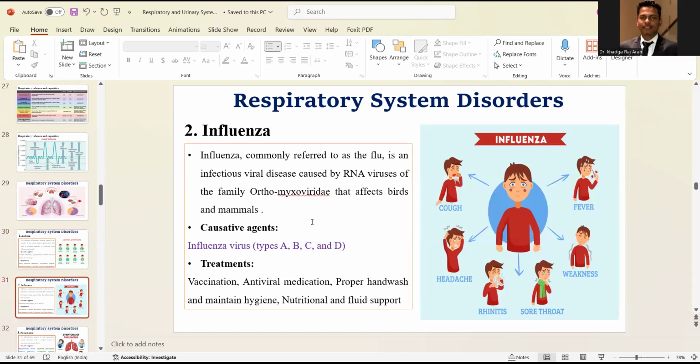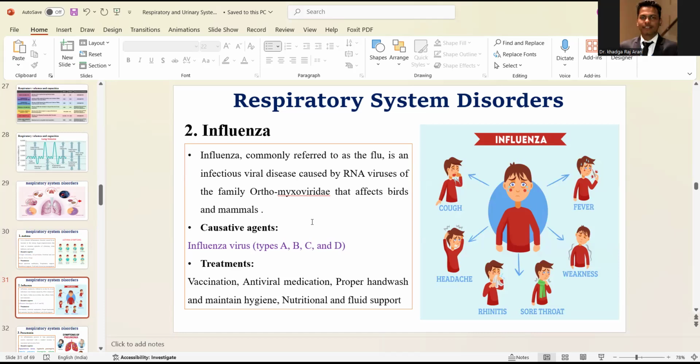Second, the respiratory system disorder is influenza. It has flu-like symptoms and is caused by an RNA virus. Influenza viruses A, B, C, and D are responsible for causing influenza. These are the symptoms of influenza: coughing, fever, heavy headache, weakness, and throat infections.